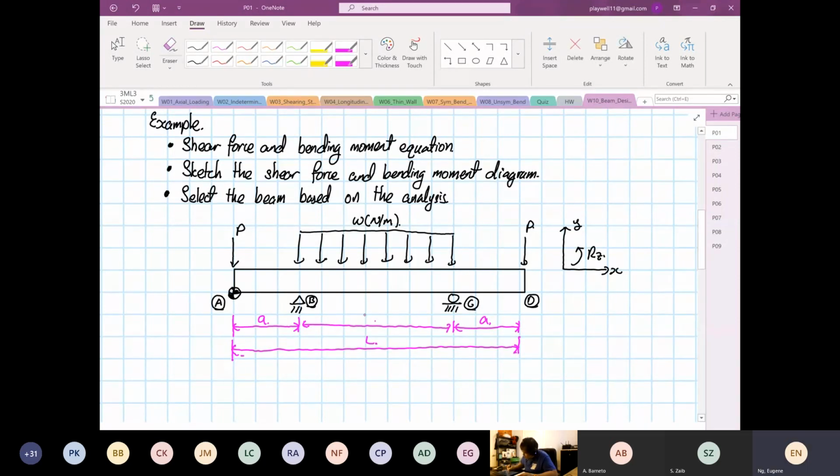So always remember the datum will be taken from the left-hand side in all the analysis. I repeat again, in all the analysis, the datum will be taken on your left-hand side. So from here, again, your geometric datum will always be on your left-hand side. I'll explain to you later why. So this is your geometric datum.